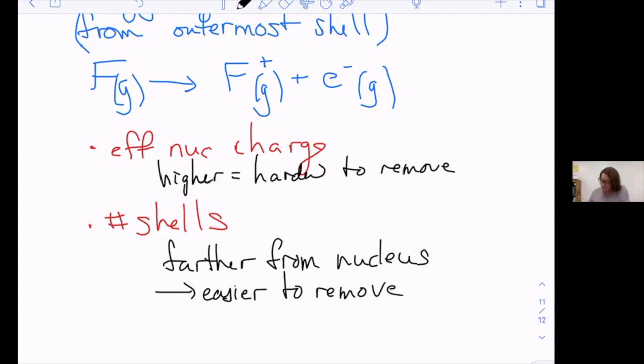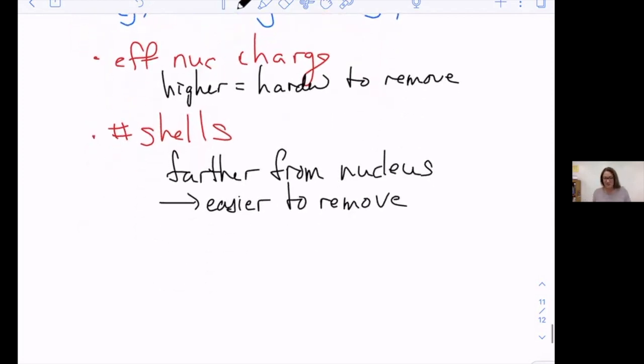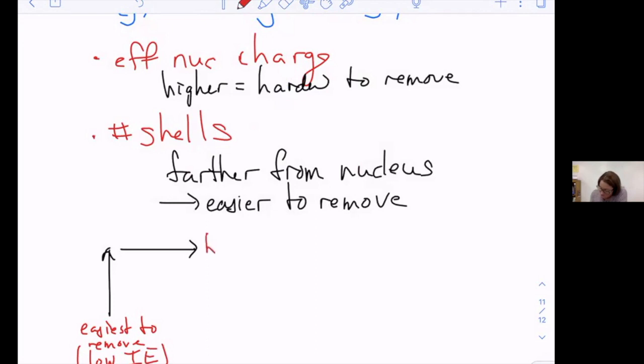If I were to outline my periodic trend for first ionization energy, that is the energy to remove the first electron, we find that ionization energy increases as we go up and to the right across the periodic table, meaning it is easiest to remove an electron here, which is referred to as a low ionization energy. It doesn't take a lot of energy to do it. And up here on this corner of the periodic table, we have a high ionization energy, meaning it's difficult to remove.